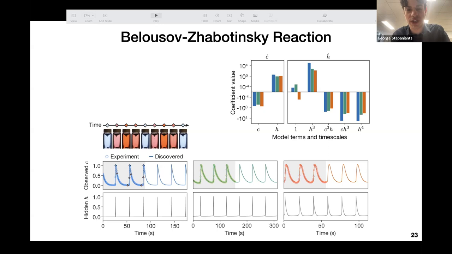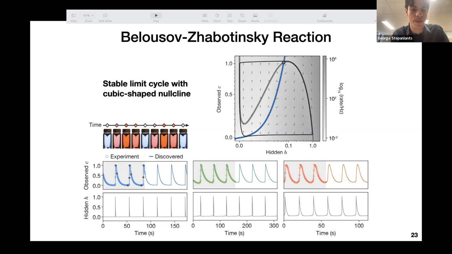So here I've plotted the phase plane dynamics on the first experimental example of the model that we've learned. And what we see is that we actually learn a stable limit cycle. And in fact, it has the correct cubic shape nullcline in its second coordinate. So this type of limit cycle and nullcline appear very consistently across many of the two-variable Belousov-Zhabotinsky models that have been presented in the literature. So at least phenomenologically, it has the correct dynamical behavior.